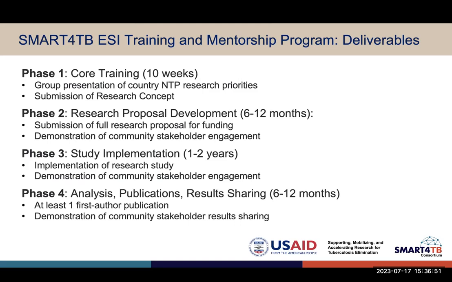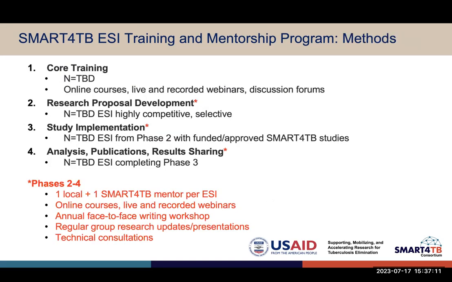For each of the phases 2, 3, and 4, it's really important that we also demonstrate consistent community stakeholder engagement, and so that'll be a key deliverable for those phases as well. The methods, as I've previously described, will be primarily online, live, and recorded sessions and discussion forums for this phase, and then a hybrid approach for the subsequent phases.